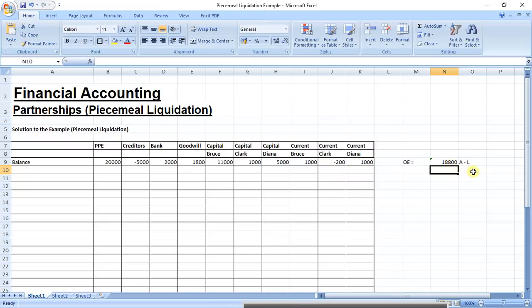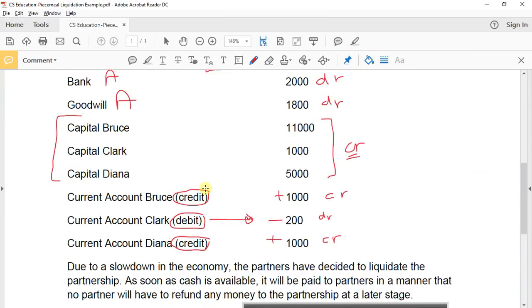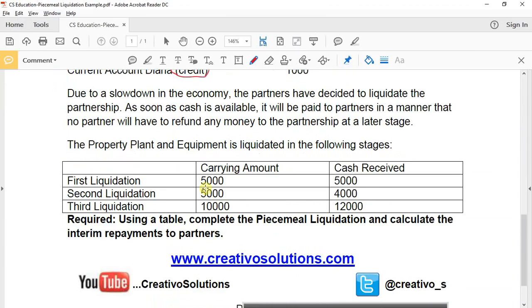Right, that gives me 18,800. And then if I take all the assets and liabilities, add them up and subtract the liabilities, I'm also going to get 18,800. Okay, and that accounting equation needs to hold true throughout the actual piecemeal liquidation question. So that's quite a nice check that you can do just to make sure that you're on the right track.